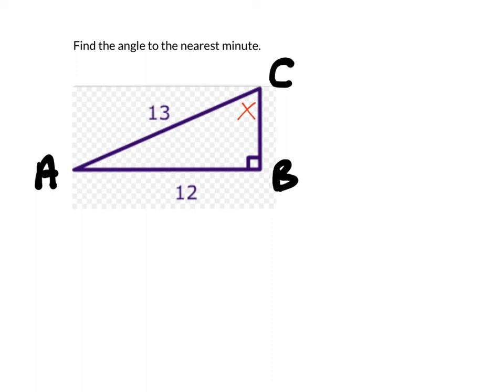In this first problem, we have to find angle C to the nearest minute. What we're going to do is first label our picture. So we go opposite the right angle, and that's always the hypotenuse. Remember, trigonometry is always about the angle. In this case, the angle you're trying to find is angle C.